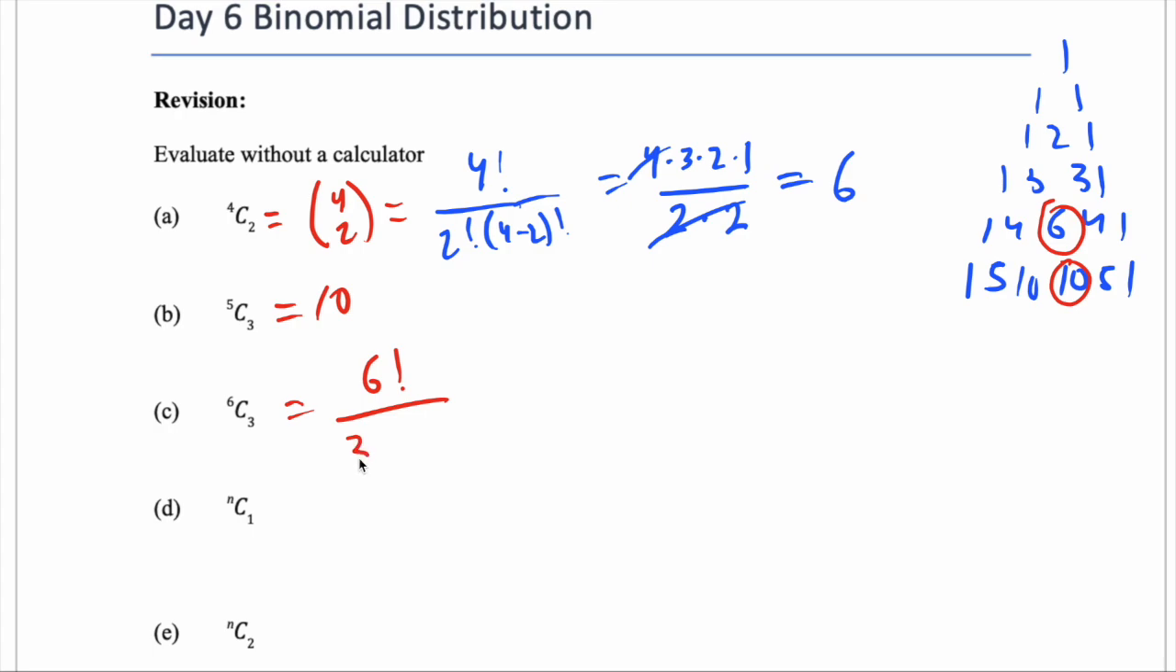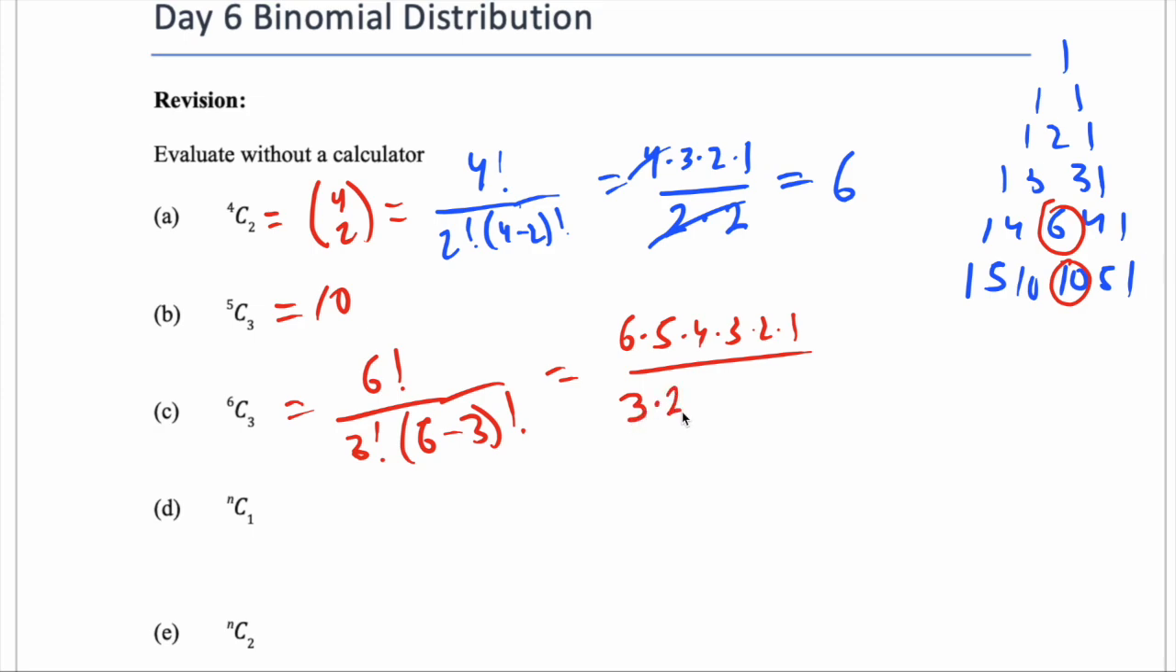Let me demonstrate the formula again. That's 6 times 5 times 4 times 3 times 2 times 1. And 6 factorial over 3 factorial, well, 3 factorial is 6, so that cancels with that. We've got another 3 factorial. So this is just 20.